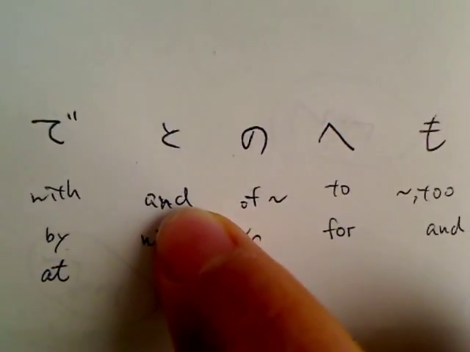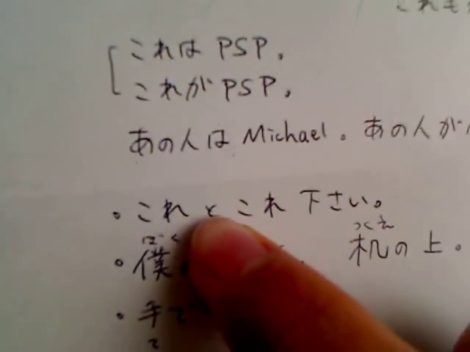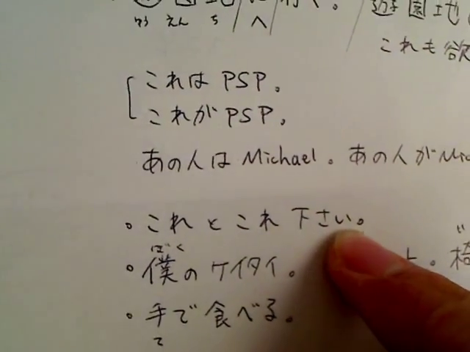Next one, と. It's simply and, with. これとこれください。This is something you might say when buying something to a clerk. これとこれください。Or you can also say あれとあれとこれ. The point is と: this and this and that. これとこれ.